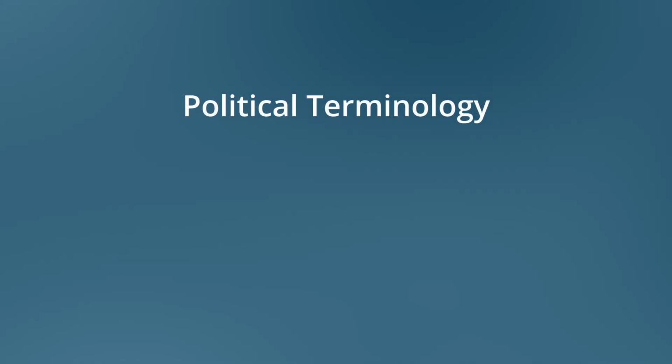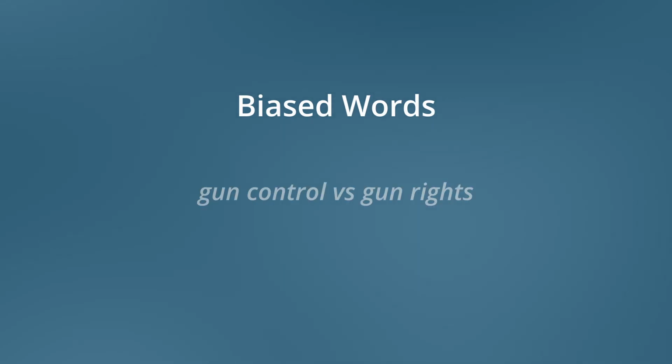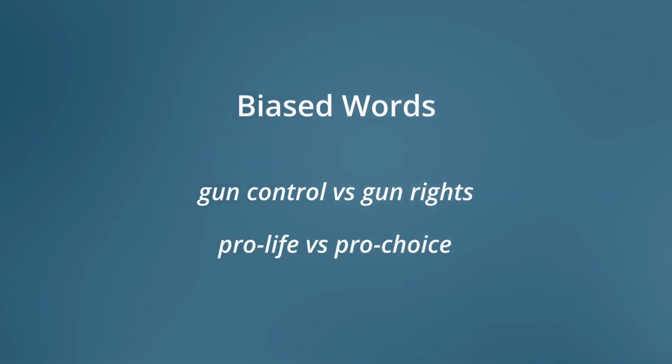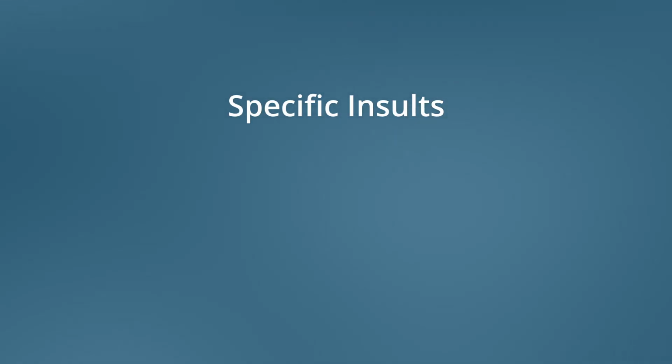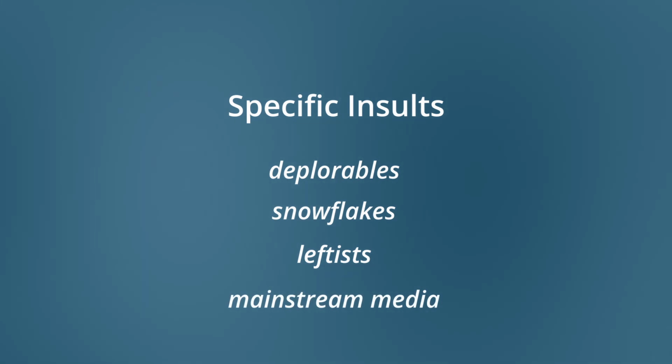There are 3 main types of political terminology to look for: biased words, specific insults or pejorative terms, and boogeymen. Biased words include characterizations used for a particular topic by one side or the other: gun control versus gun rights, pro-life versus pro-choice. Specific insults and pejorative terms are those that feature in the current political landscape and have connotations against one side or the other. These include terms like deplorables, snowflakes, leftists, or the mainstream media.